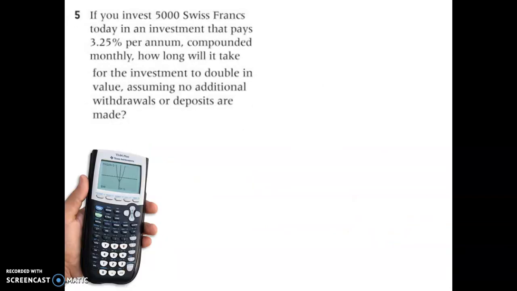Okay, let's take a look here. Number 5, you invest 5,000 Swiss francs today in an investment that pays 3.25% per annum or per year, compounded monthly, so it will be paid 12 times. How long will it take for the investment to double in value, assuming no additional withdrawals or deposits? Okay, so the investment has to double. So we're going to use the compound interest formula because it's compounded here.